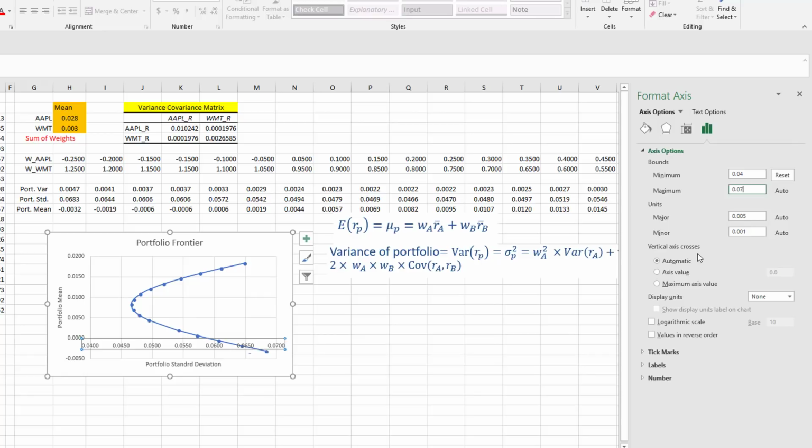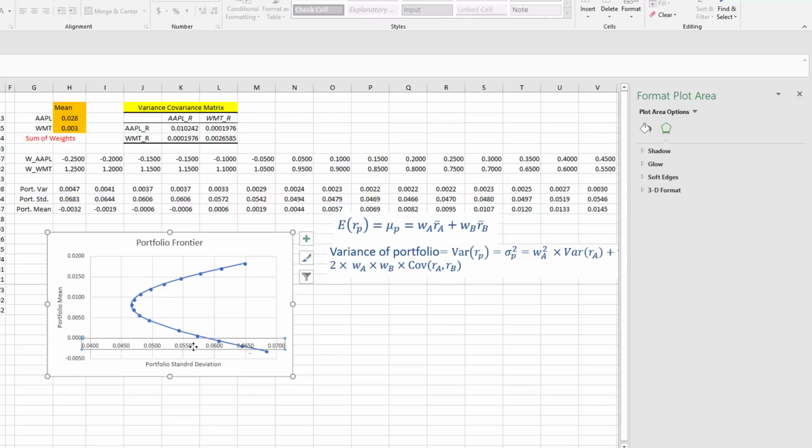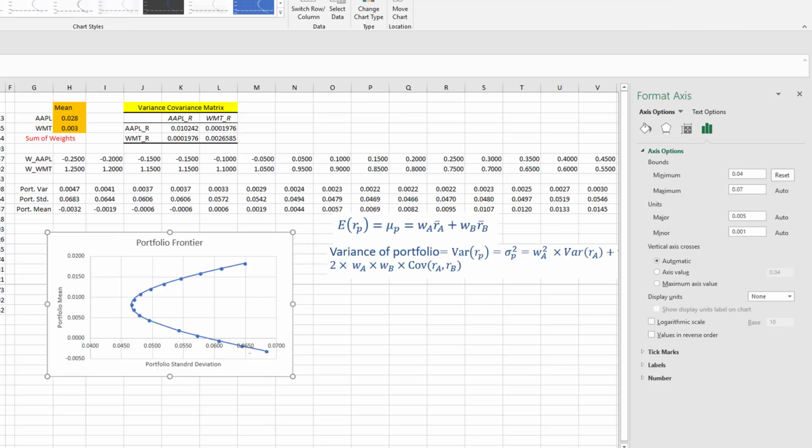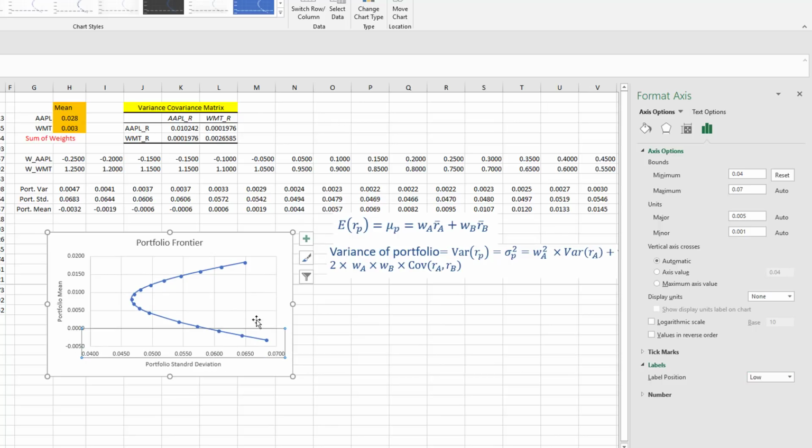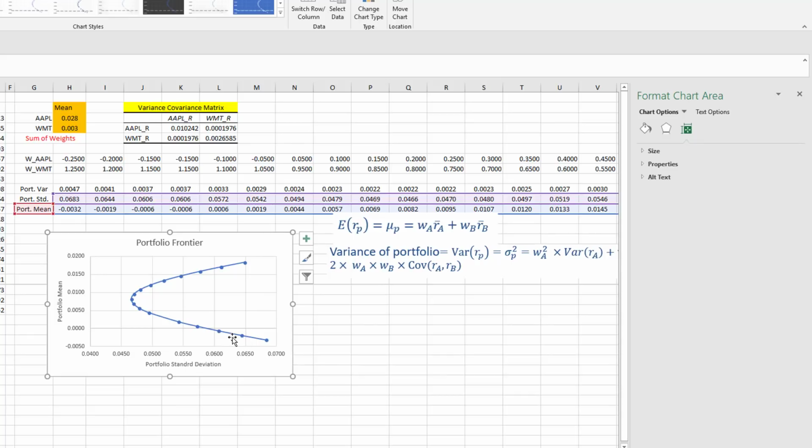And another thing I want to do is, see here, the x-axis is crossing that frontier, right? So what I can do is change the label position right here. You can click on this label right here, and then select low. When you do that, that takes the x-axis values below the graph, so the graph looks better. You can also further change the color if you like. So these are the things that you can do yourself.